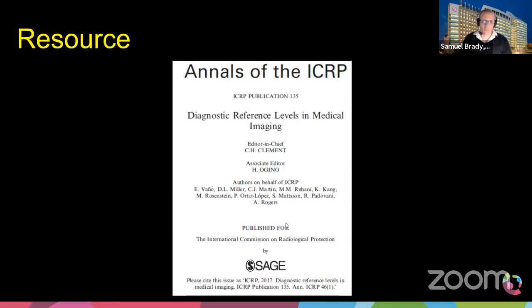Canal, in her great talk a month ago, talked about establishing DRLs and the dosimetric quantities that are involved in that. In that talk, she referenced this publication, ICRP Publication 135. This is a great reference and is one that I will use throughout my talk today. For those of you still familiarizing yourself with DRLs or who would like a nice refresher, I encourage you to return to it. It's a freely available publication online.